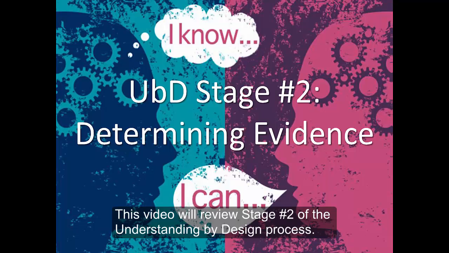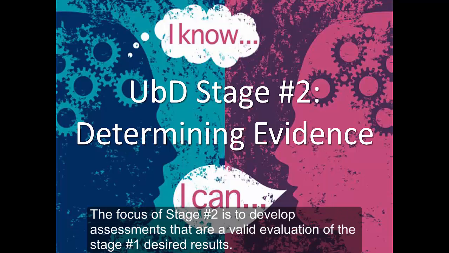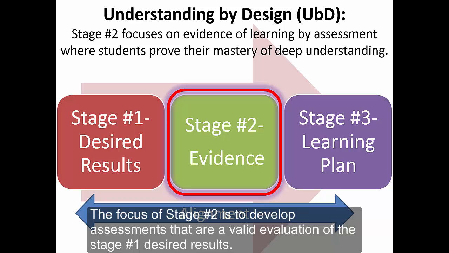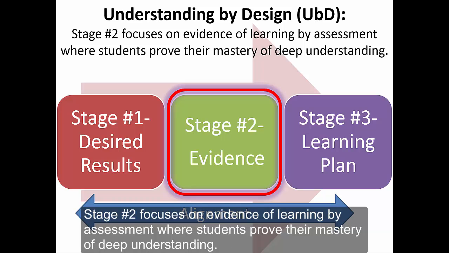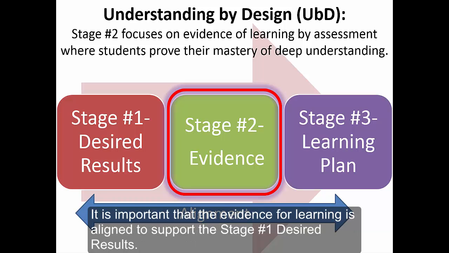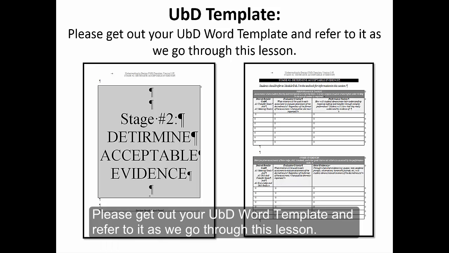This video will review Stage 2 of the Understanding by Design process. The focus of Stage 2 is to develop assessments that are a valid evaluation of the Stage 1 desired results. Stage 2 focuses on evidence of learning by assessment, where students must prove their mastery of deep understanding. It is important that the evidence for learning is aligned to support the Stage 1 desired results.